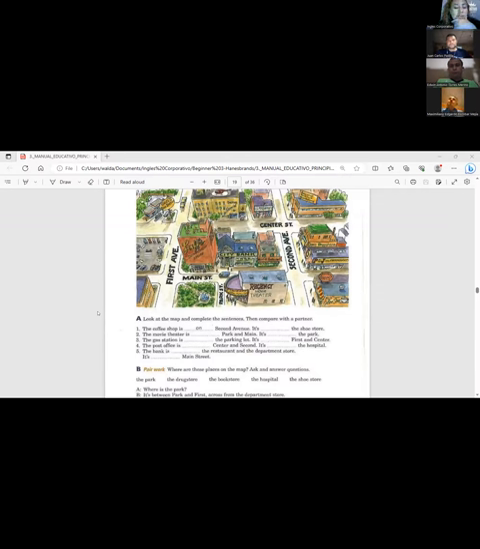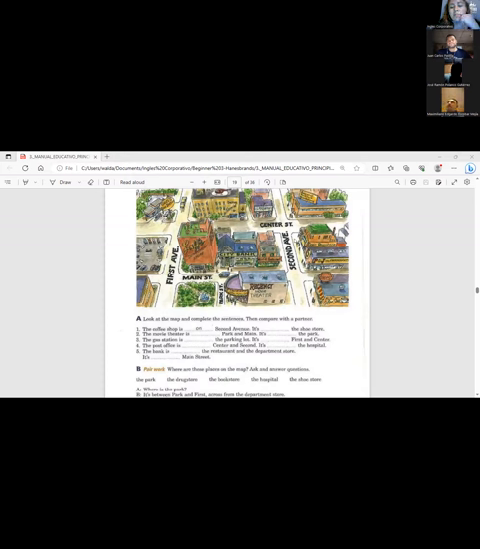Good. Excellent. What can you tell me about the drugstore? It's on Second Avenue and next to the supermarket. Okay. So where is the drugstore? On the corner. Right there. Okay, we can say that it's on the corner of Center Street and Second Avenue.